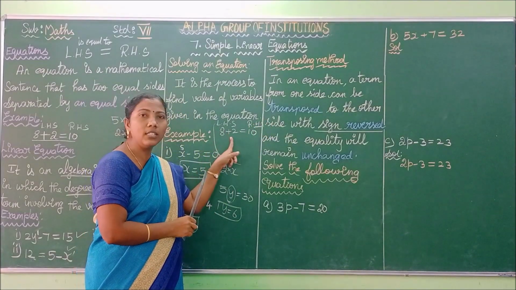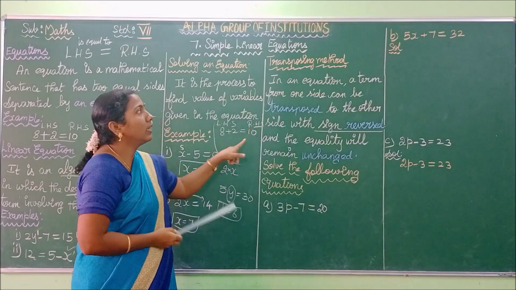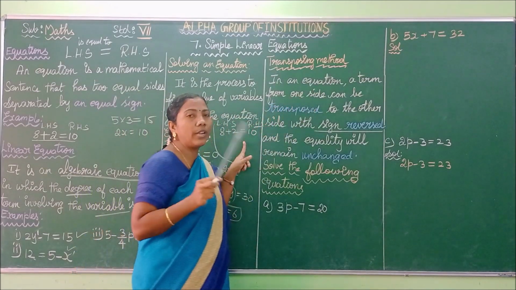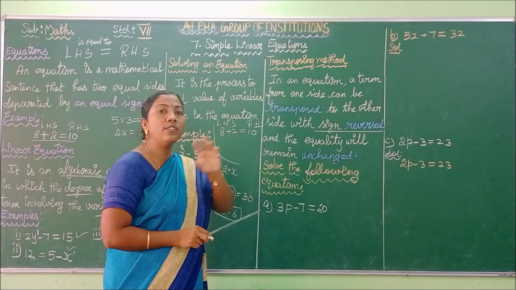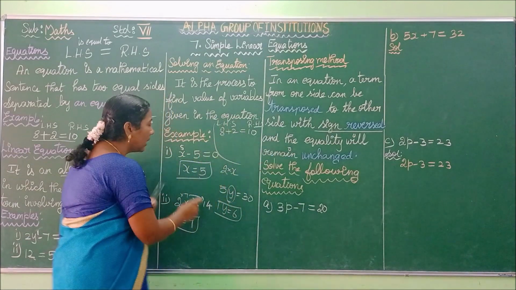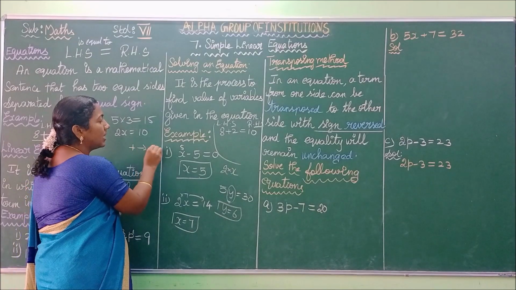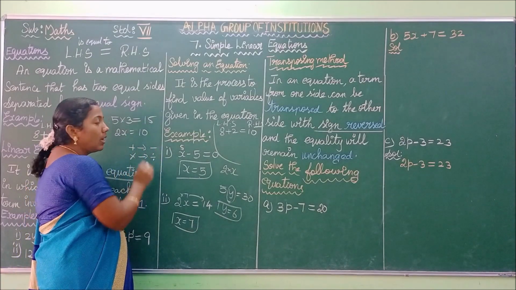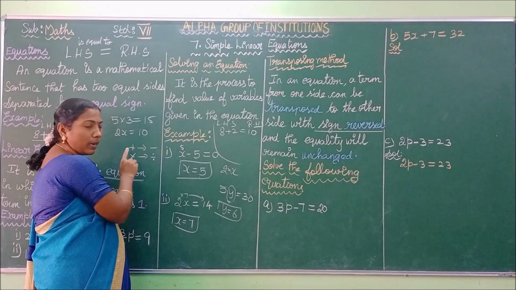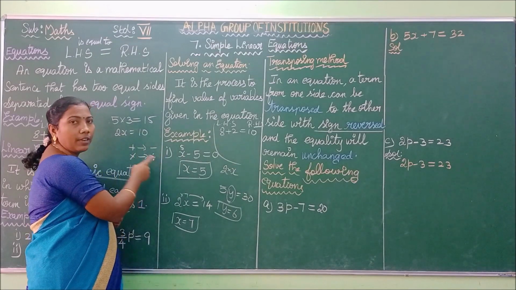Transpose 2 from LHS to RHS. By the transposing method, if you transfer any term from one side to another side, you have to reverse the sign. Reverse the sign means plus becomes minus, multiply becomes divide. Okay. Minus means plus, plus means minus. Multiply means divide, divide means multiply.